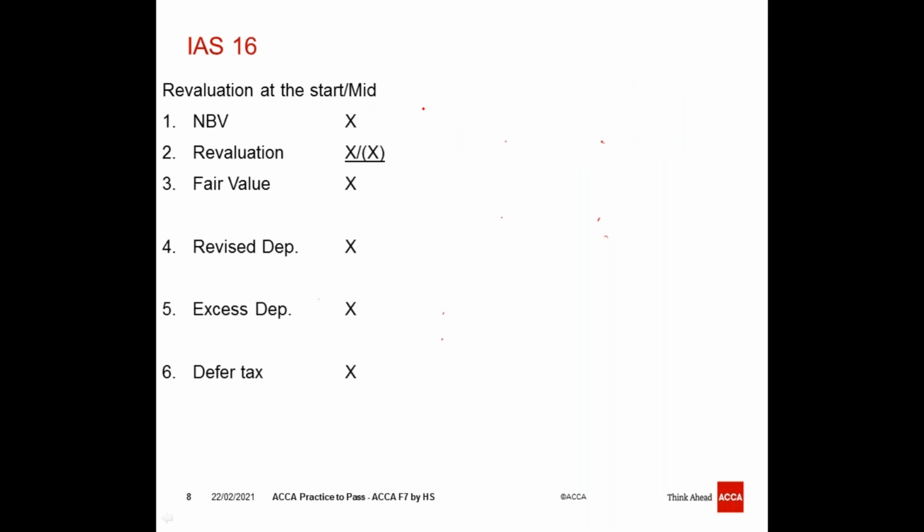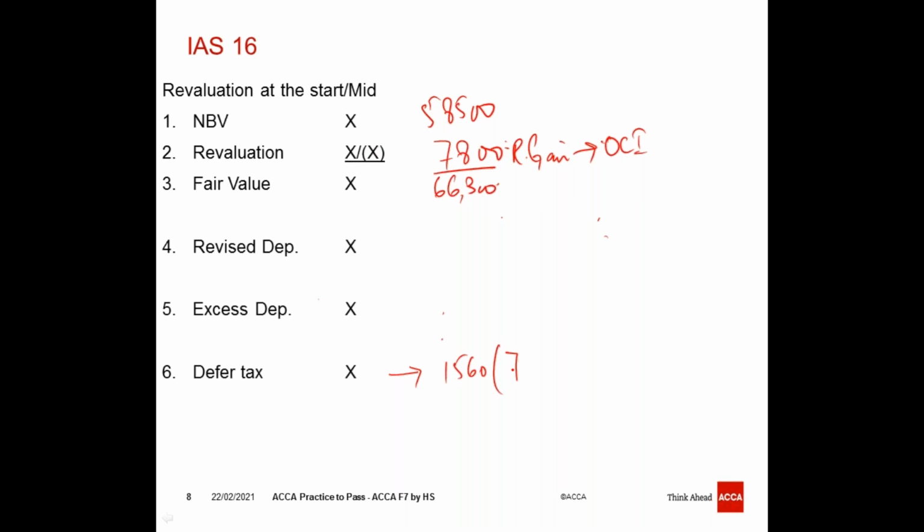Now, the book value is 58,500. The market value is 66,300. So there will be a revaluation gain of 7,800, which will go in OCI, and the tax impact of this will be 1,560. How can we calculate this figure? 7,800 into 20%.